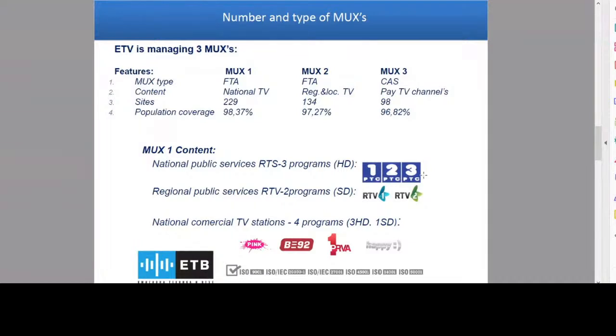all three in HD resolution. Also regional national services 2 programs, Radio Television Vojvodina 1 and 2, and also a national commercial TV station with national licenses. 3 of them are HD format, 1 is SD.